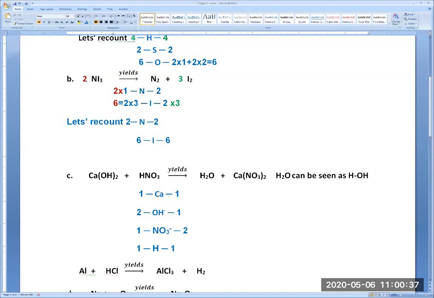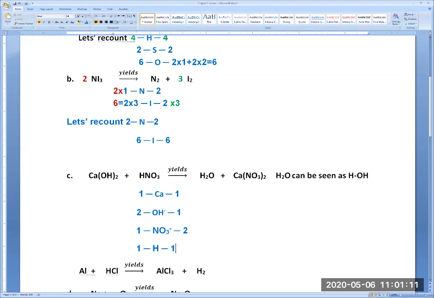Calcium is balanced now. The polyatomic ions, OH minus and NO3 minus, are not balanced. And when you have polyatomic ions, the first thing is to count them as one unit. Do not split their elements. And another key is to start by balancing the polyatomic ion. And here we have no choice because the other elements are already balanced. But you always want to start with the polyatomic ions.